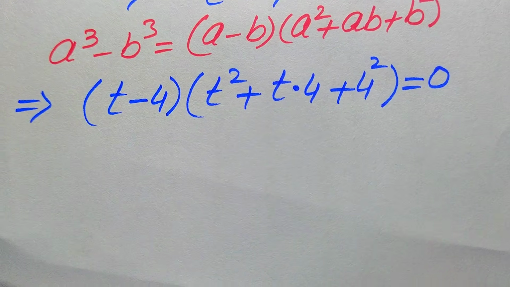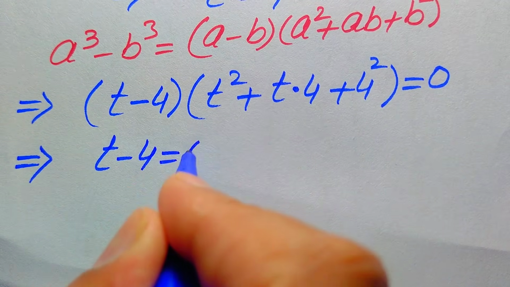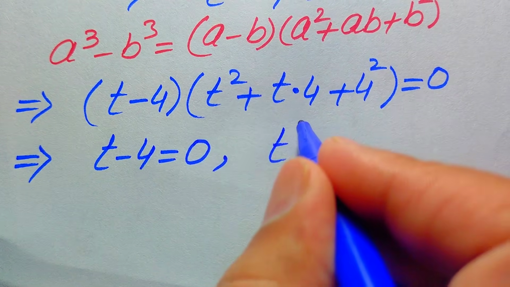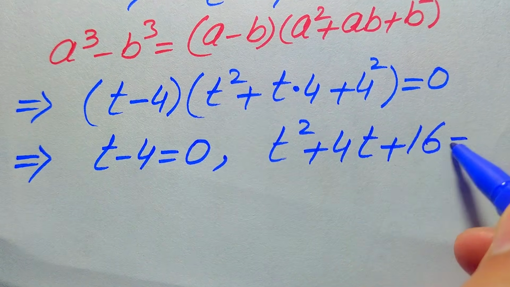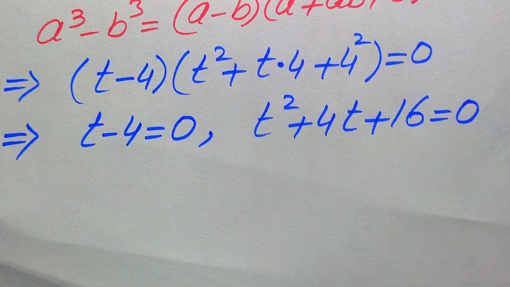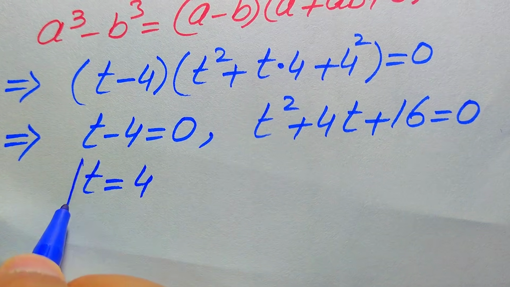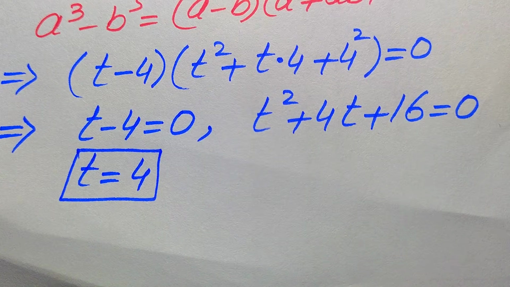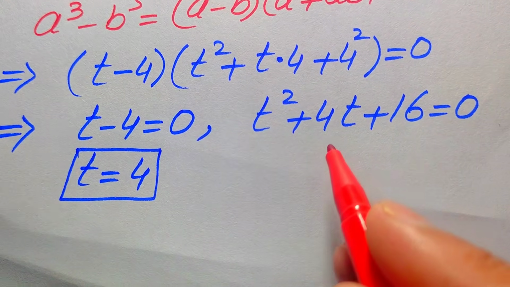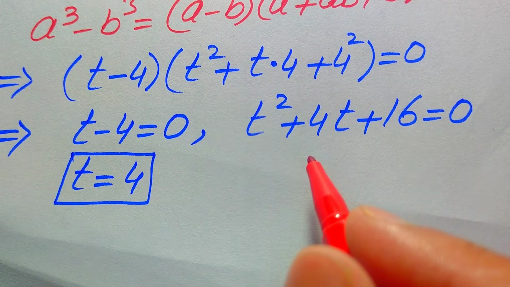And further in the next step, we divide this equation into two cases. The first case is we write t minus 4 equals 0, and the second case is we write t square plus 4t plus this 4 square becomes 16, and this whole equation is equal to 0. And now from here we move minus 4 to the right hand side, and we get the value of t is equal to 4. So this is the next root of the given equation, and now in order to find the other roots we need to solve this quadratic equation. So for this, we use the quadratic formula to solve this quadratic equation.